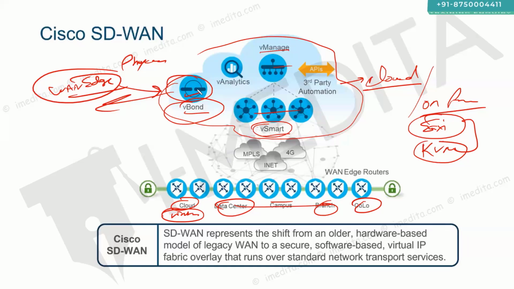But why would you waste your money by keeping a vBond as a physical device? Because at the end of the day, it is just an orchestrator, and it does not participate in the data plane. So not much data will go through this vBond. So why would you have a physical router as a vBond? It's better to have a virtual router as a vBond.